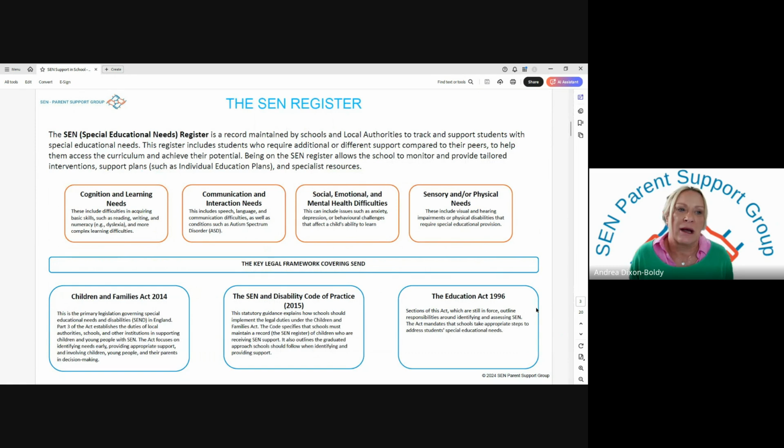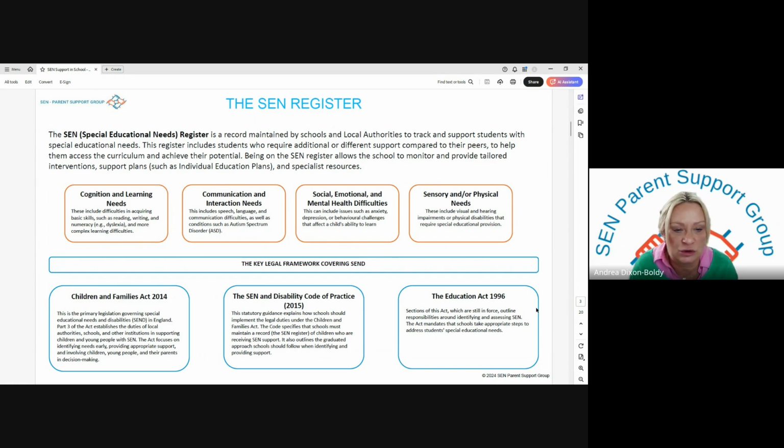the SEN register is a register that is maintained by schools and local authorities to track and support students with special educational needs. This register includes students who require additional or different support compared to their peers. Ultimately, the four core areas of need are cognition and learning, communication and interaction, social, emotional and mental health, sensory and/or physical needs. These are the areas that a school would assess, plan, do, refer and review.